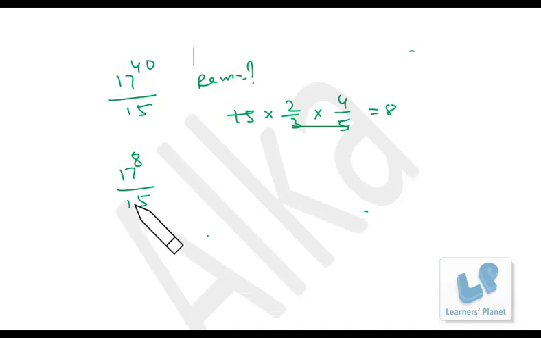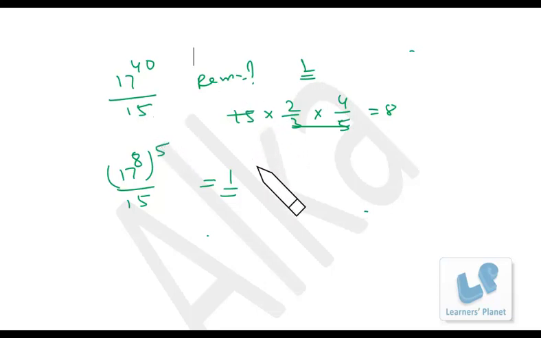That means 17 raised to 8, if it is divided by 15, the remainder will be 1. So if 17 raised to 8 divided by 15 leaves remainder 1, then 1 raised to 5, further the remainder will be 1. So in this case, the answer is 1. Using Euler's concept, we solve this problem very easily.